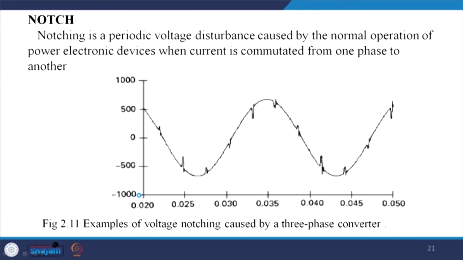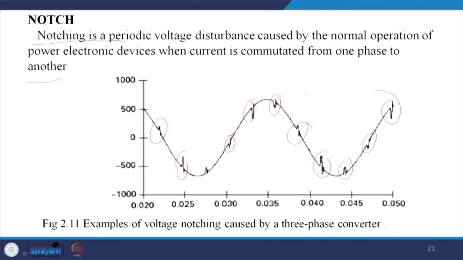Thereafter you come to the notches. Notching is a periodic waveform disturbance caused by the normal operation of power electronics devices when current is commutated from one phase to another. It can be seen quite well in most converters: after 60° a pair of thyristors is conducting, then it will switch over to another pair of thyristors. Each such case will give you a notch.